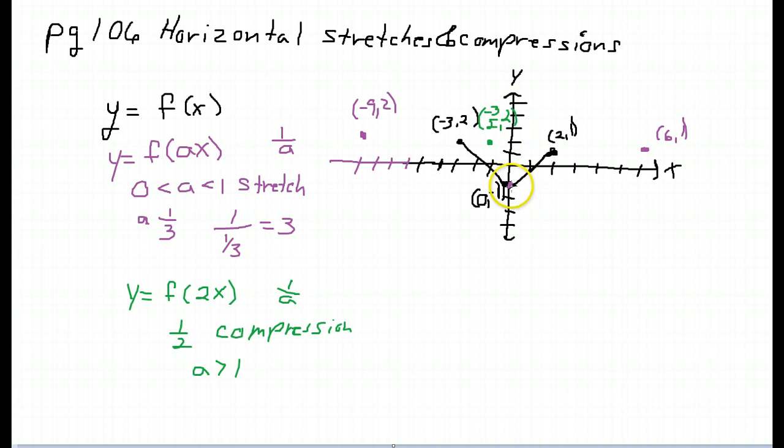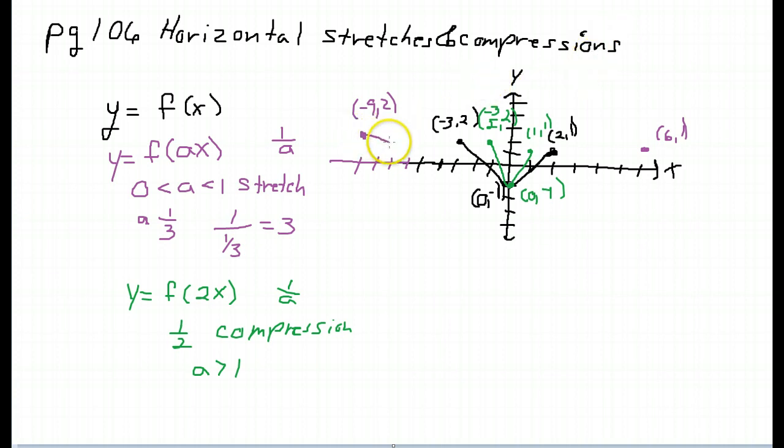Then we take 0 times 1/2. We still get 0. Then we take 2 times 1/2, and we get 1. So we have the point 1, comma 1. If I connect my dots, there we have our horizontal compression. Now let's look at our stretch, because I forgot to connect my dots.